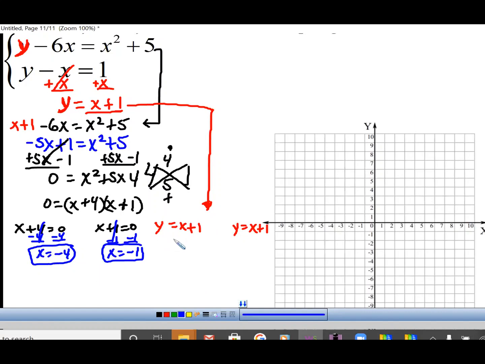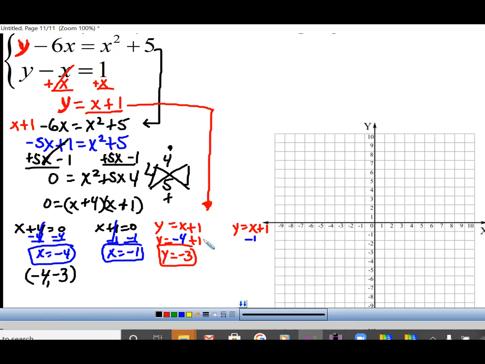One, I'm going to substitute here negative 4. And on the other, I'm going to substitute negative 1. They're right here. So y equals negative 4 plus 1. So what is negative 4 plus 1? y equals negative 3. So, look up, when x is negative 4, what is y? Negative 3.